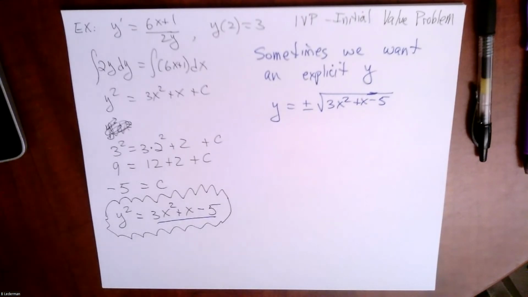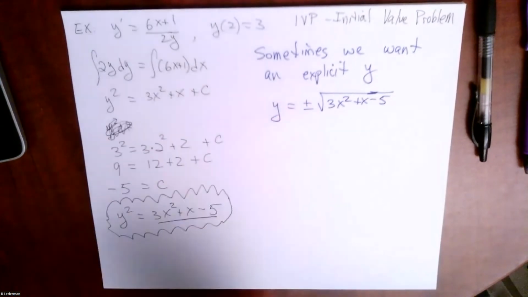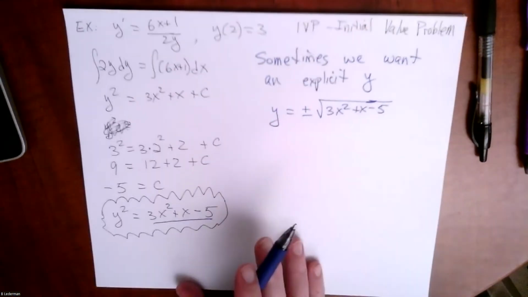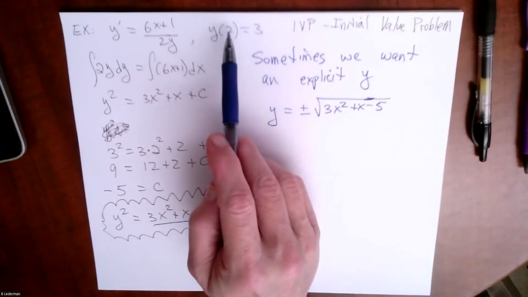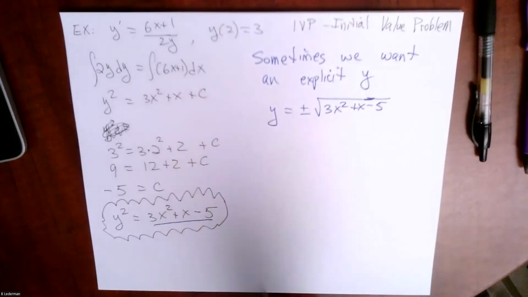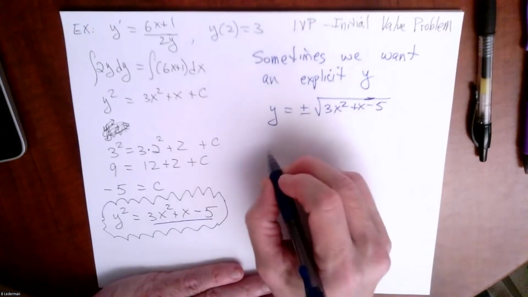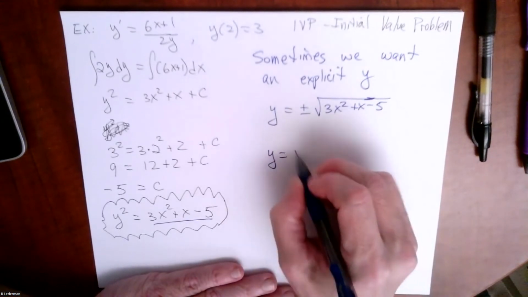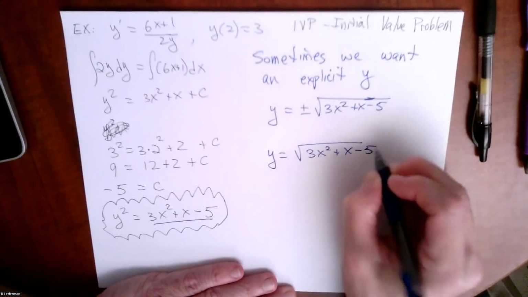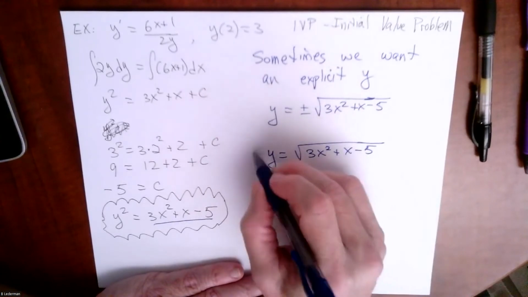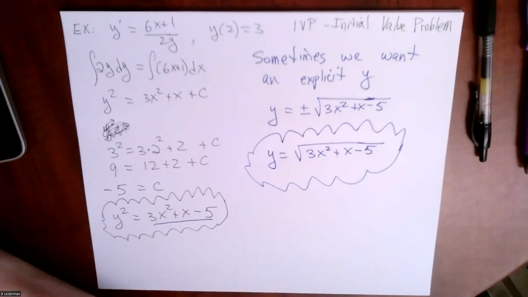However, here we have a clue, because since we know it goes through the point 2 comma 3, that tells me the y values are going to be all positive. That's y of 2, so that tells me we're looking at the positive square root. Therefore, the explicit solution would be y equals the positive square root of 3x squared plus x minus 5. And that is fantastic.